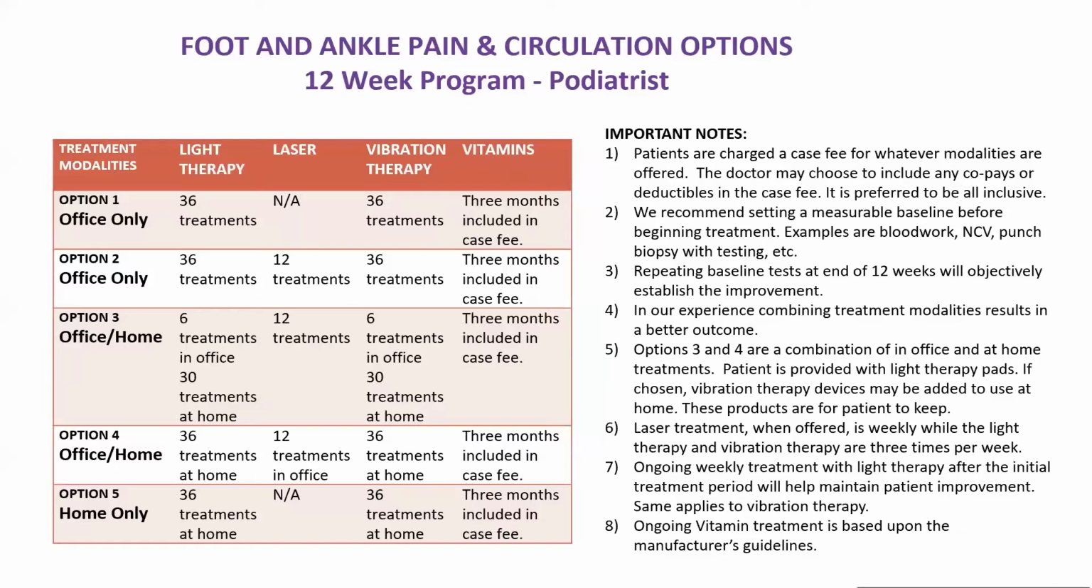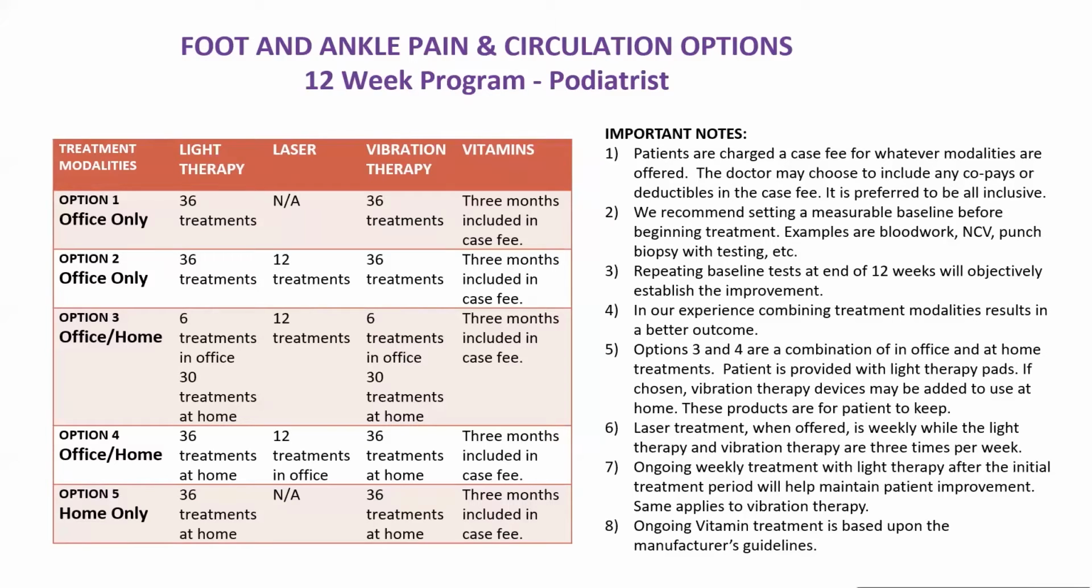So let's take a look at what you might offer in a package to your patients. Let's talk a little bit about how this might work. And the next slide will show us how you show it to patients. So here in this example, we've got a range of 5 options from office only to home only and combinations in between. And we've got the ability to do light therapy, laser, vibration, vitamins. You can plug in anything you want in this chart, add, delete, whatever.